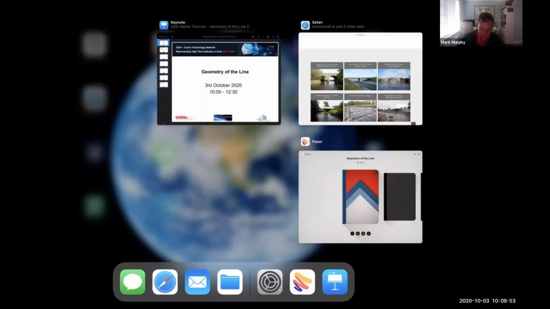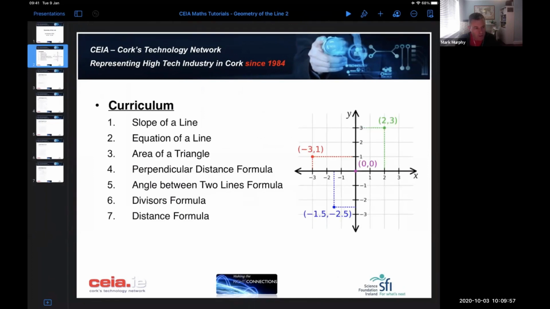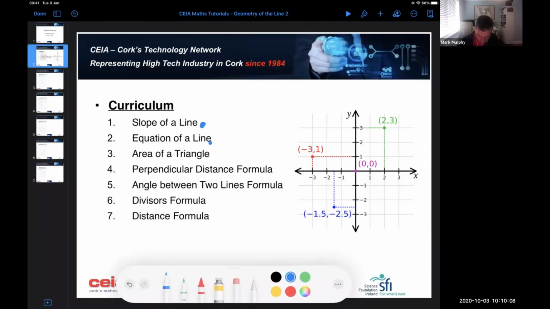So first of all, we go to the curriculum. I broke it down. There's only actually 7 things you need to know, and I go through each of those topics as well. There's the slope of the line, the equation of the line, area of the triangle, perpendicular distance formula, the angle between 2 lines formula, the divisor's formula, and the distance formula.